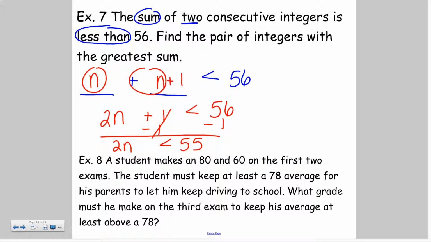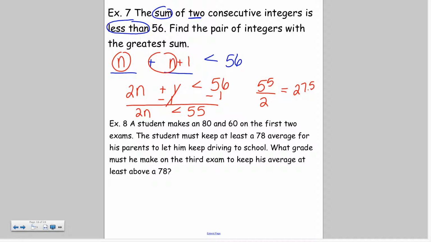2n is less than 55. So when I divide by 2, that's going to give me 27 and a half. Now obviously 27 and a half is not a whole number. I know that my two numbers must be less than 56.